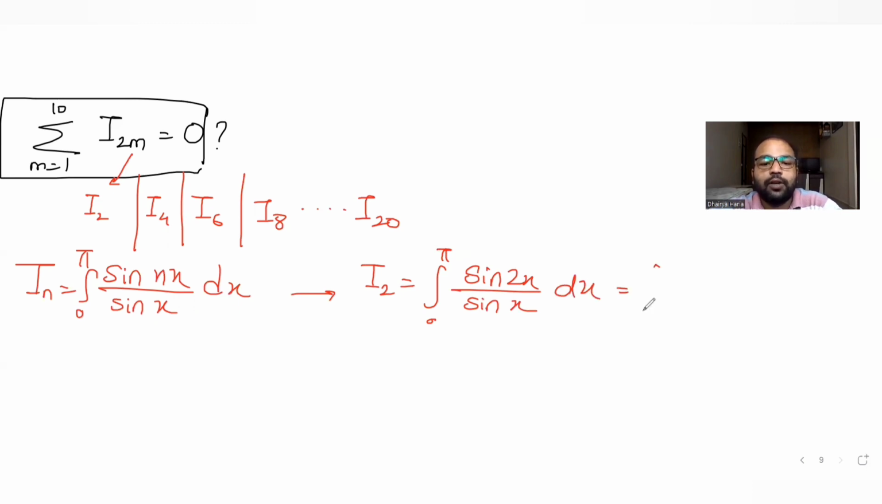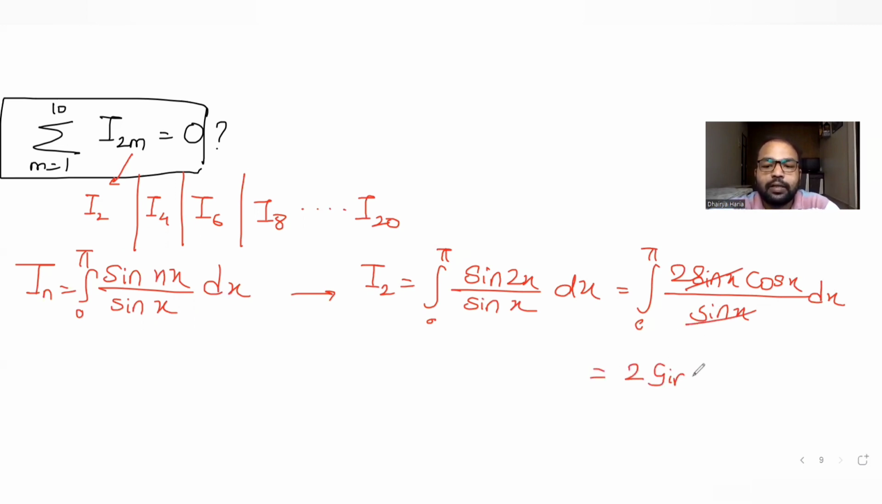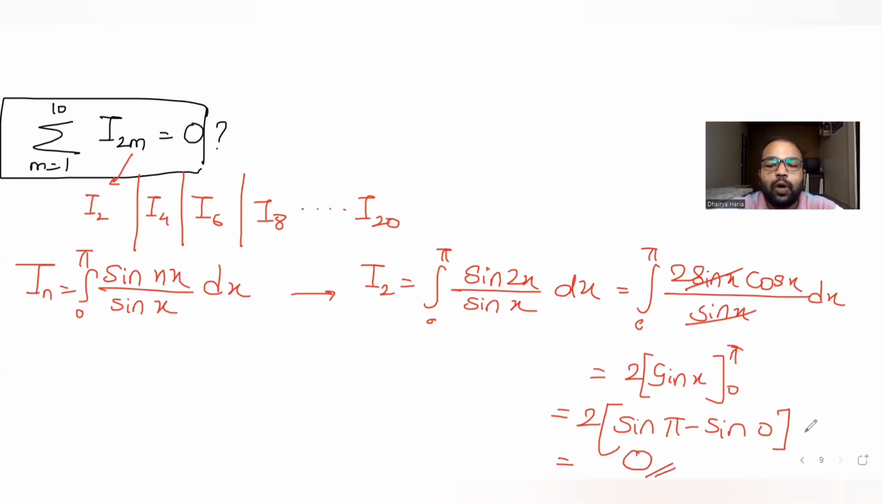If you solve this integral, you get 0 to pi 2 sine x cos x on sine x. This gets cancelled. You get 2 times the integral of cos x, which is sine x, and the limits are from 0 to pi. To solve this, you get sine pi minus sine 0. Sine pi is 0, sine 0 is also 0. That gives me the answer as 0. So you get I2 as 0.